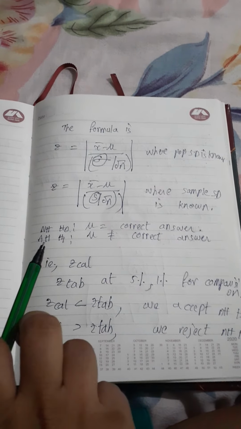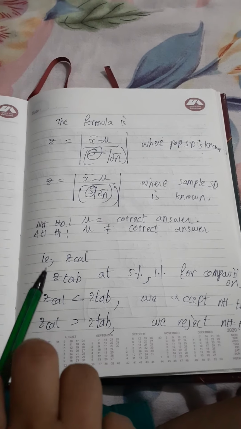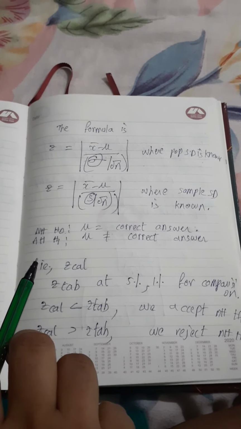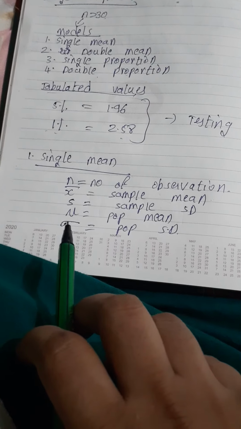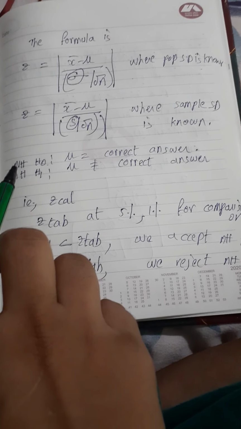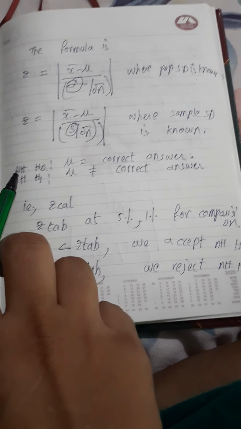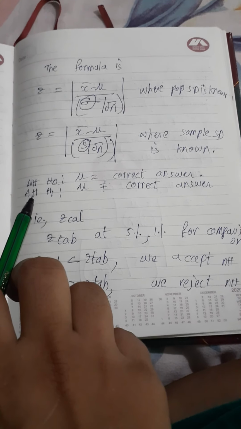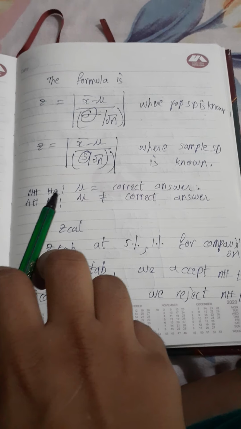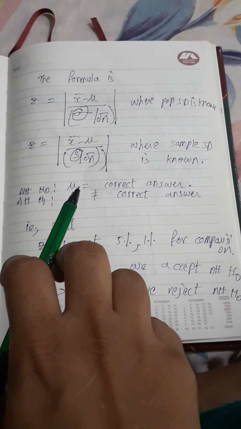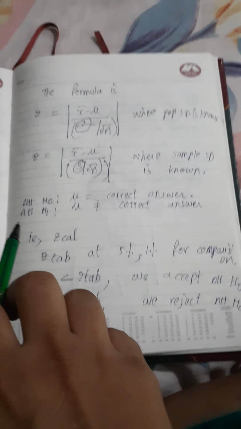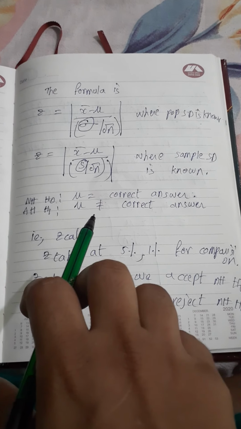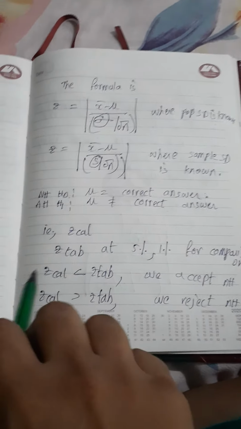Now afterwards we will declare the null hypothesis and alternative hypothesis. Null hypothesis, alternative hypothesis means we have to test whether the population mean value, that is mu value, is correct or not. So for this we will declare two types of hypothesis. Null hypothesis, already you know that null hypothesis is the correct answer. Another one is alternative hypothesis, the wrong answer. Null hypothesis is denoted by H0, where population mean mu is equal to the correct answer. Alternative hypothesis H1, where population mean mu is not equal to the correct answer, means wrong answer.